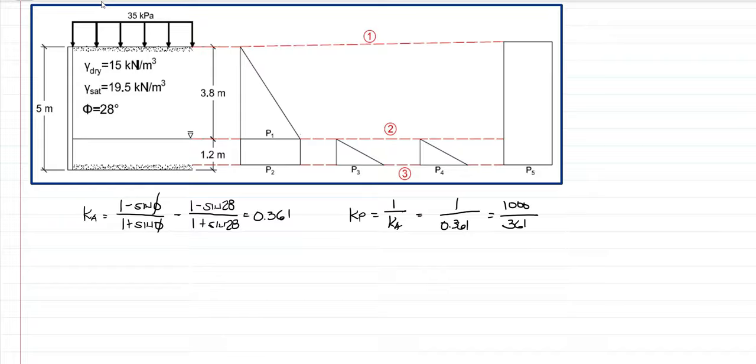So meron na tayo ngayong mga values ng earth coefficient natin. So pwede na tayo ngayon kumompute ng individual pressure coming from our pressure diagram. So we'll start with pressure number 1 for the active condition. So this will be for the active condition.